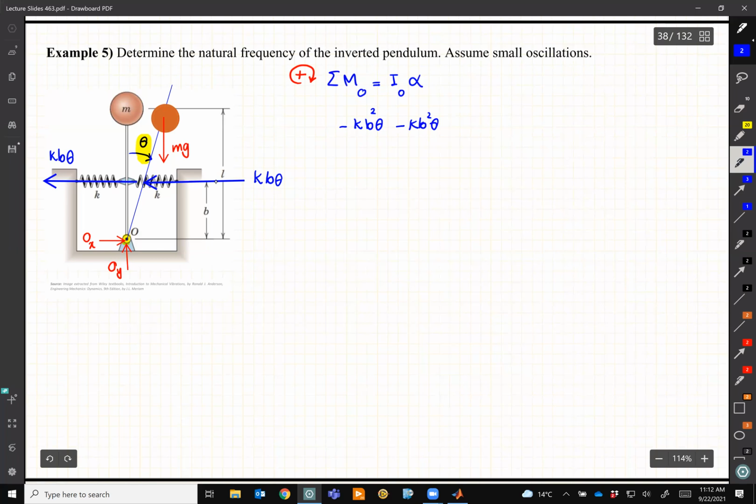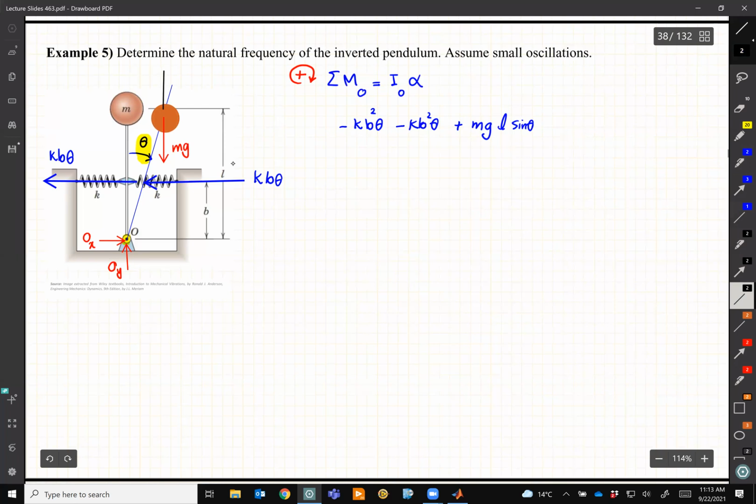One on the left, one on the right, and they are trying to rotate this counterclockwise, right? These two forces try to push this to the left and rotate it counterclockwise. Then I have mg. mg tries to bring it down and rotate it clockwise. So it is positive, and the distance that I have is going to be L sine theta. This is the distance that we need to figure out.